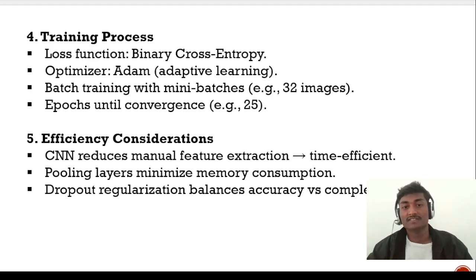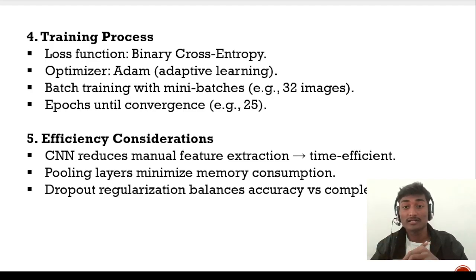Efficiency and considerations. CNN reduces the manual feature extraction. What is the main difference between DL and ML? In the case of ML, feature extraction should be done by the programmer.